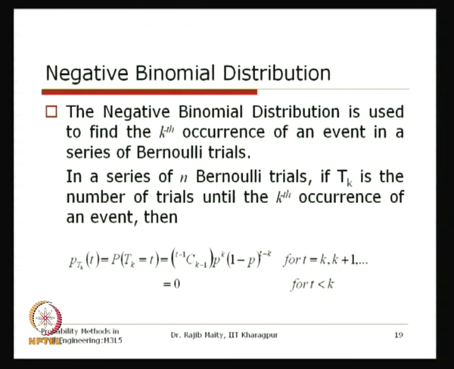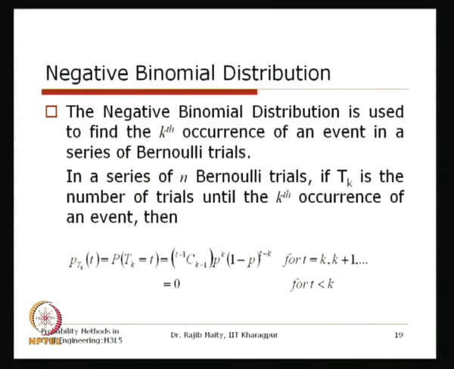Now, another discrete distribution that is also used in different civil engineering problems is the negative binomial distribution. This negative binomial distribution is used to find the kth occurrence of an event in a series of Bernoulli's trials.